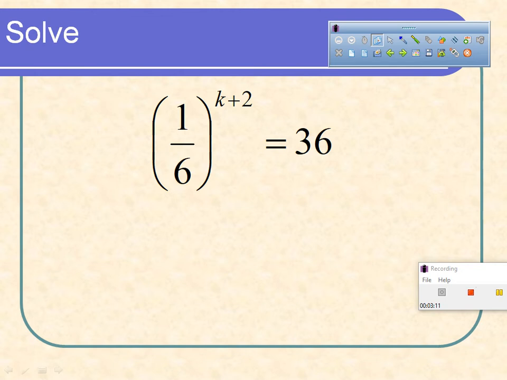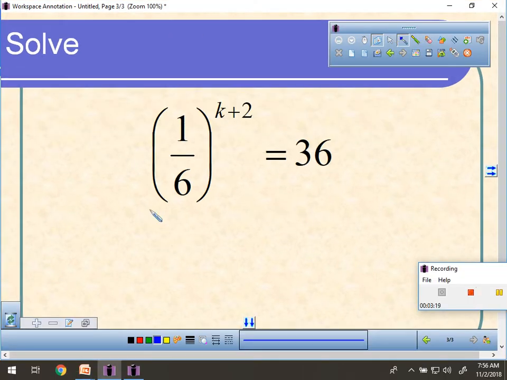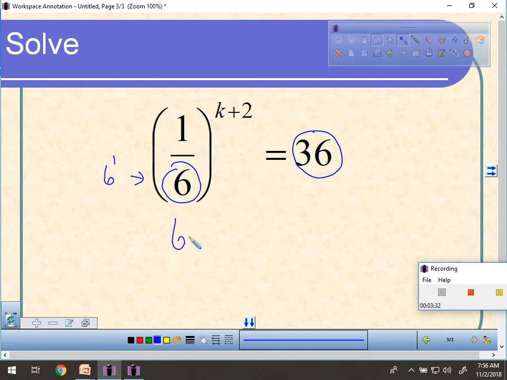All right, take a look at this one, 1 over 6. This one's interesting because of the way it is written. I've got 1 over 6 to the k plus 2 is equal to 36. So what's interesting is you see this 6 right here and this 36. If you notice, this 6 is really just 6 to the 1st, right? But because this is a fraction, it's got to be 6 to the negative 1. That's the only thing I want to show you for that one. 36 will be 6 squared. So now the 6's can cross out.